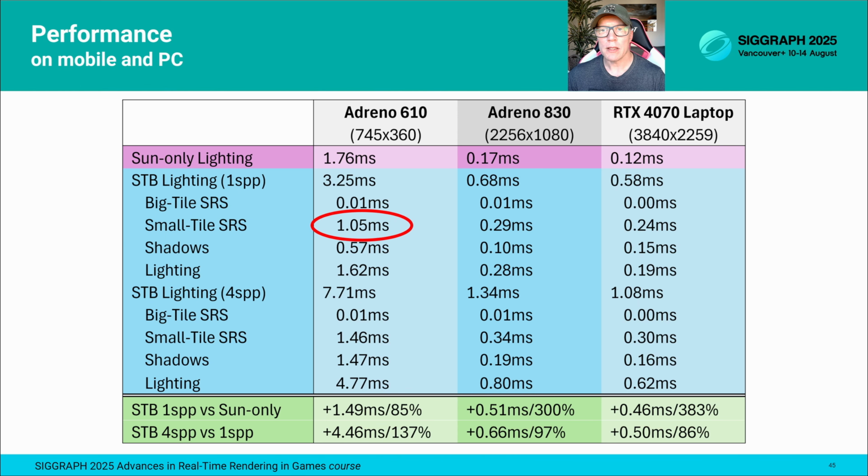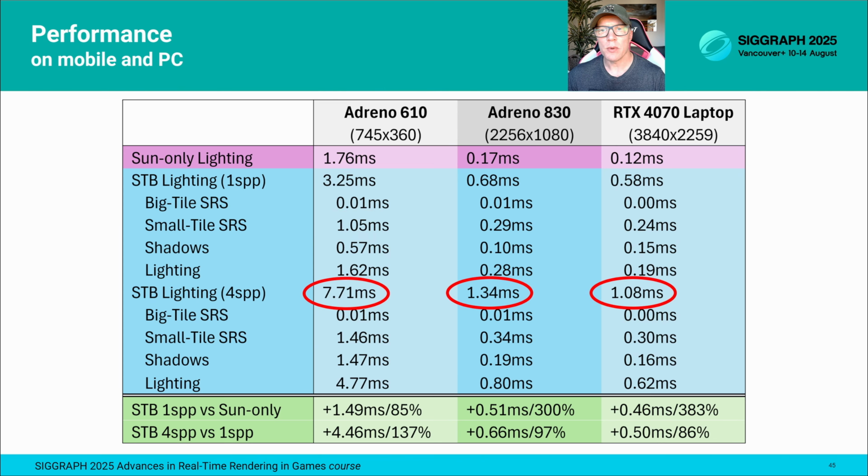Notably, the small tile SRA pass is now 3 times as expensive as in the previous scene on the budget phone, because it needs to resample from the full big tile reservoirs. An easy way to reduce the cost would be to reduce the big tile reservoir size at the cost of some added noise.